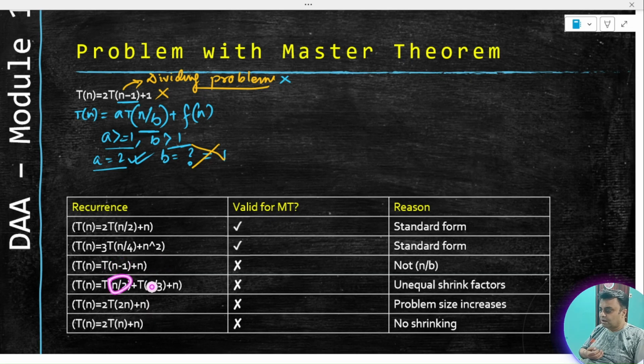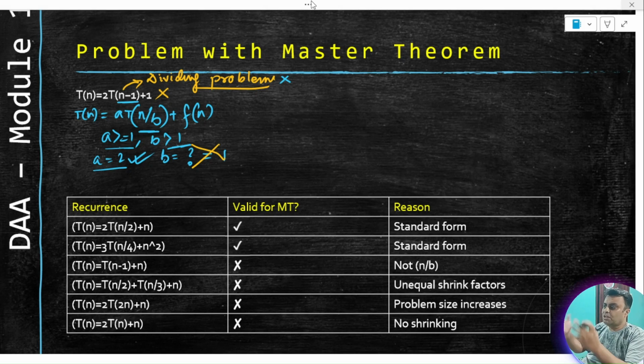You have unequal shrink factors, not solvable. You have increasing problem size. Instead of dividing problem size, you are multiplying it by 2, not solvable. And then you have normal size, no shrinking is happening, n by 2 is not happening, not solvable. All of these, if you put A and B, you'll see it is violating. Either A is violating or B is violating or both are violating, right? And hence these are not solvable.